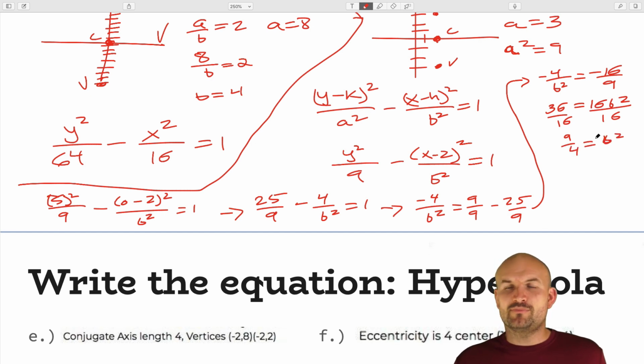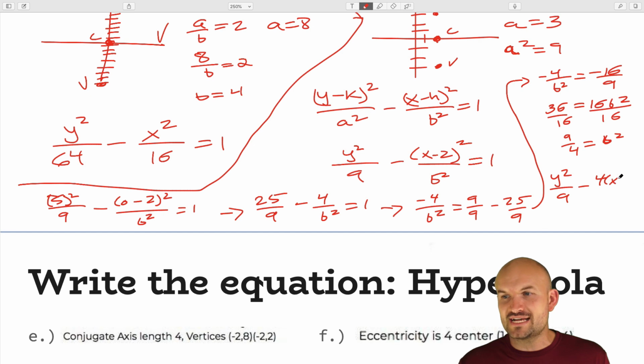Okay. Now we don't want to put b squared in as a fraction right there. So what we can do is go ahead and write that as the reciprocal. So my final answer would look something like this. y squared over 9 minus, instead of 9/4, we can write this as 4 times (x minus 2) quantity squared all over 9 equals 1.